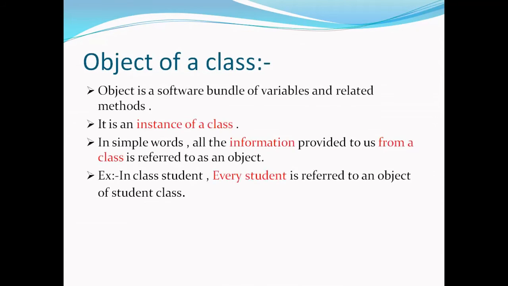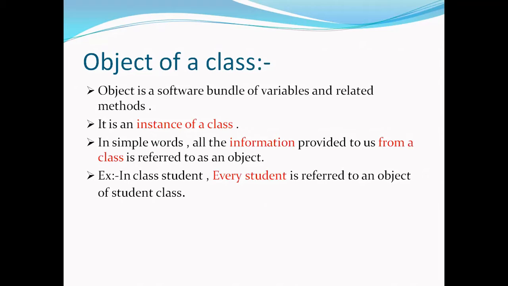So now let's move to the other slide, and our topic is now objects. Objects of a class. Now you might think it's something complicated, but it's not so. An object is just a software bundle of variables and related methods, and also it is an instance of a class. So what does that mean actually? In simple words, so that you can understand it properly, all the information that you store in a class is called an object basically.